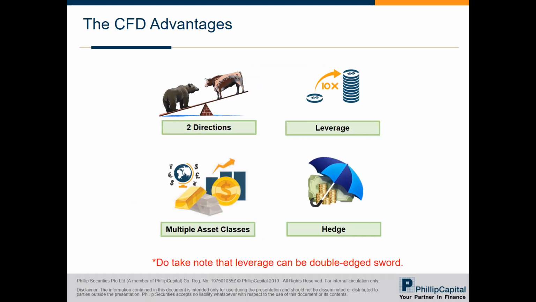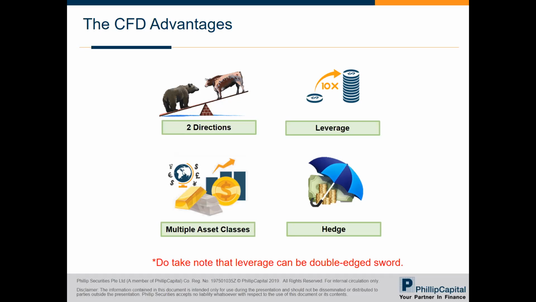So for CFD, we'll be able to long or short. We'll be able to go in two directions and we are not restricted by any market direction. When we think that the stock will go up, we can buy, and when we think the stock will go down, we will short the stock.